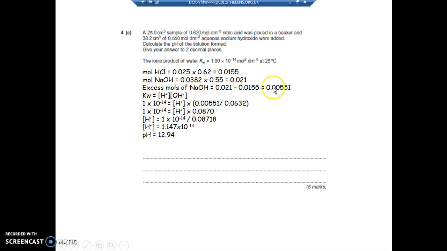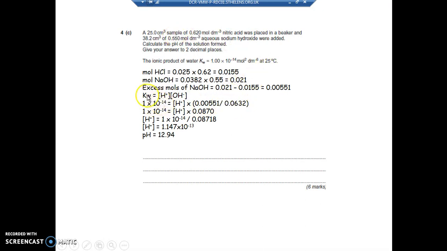So concentration: 0.00551 moles. What's the new volume? Well, the new volume is 25 add 38.2. That equals 63.2 centimetre cubed. So I've got 63.2 centimetre cubed of solution now. Divide by 1000, 0.0632. So my concentration of OH minus is the number of moles of OH minus, 0.00551, divided by the volume that I've now got, which is 0.0632 in decimetre cubed.